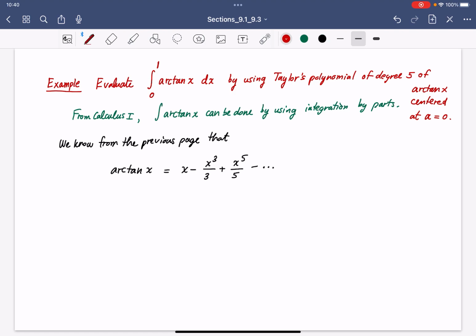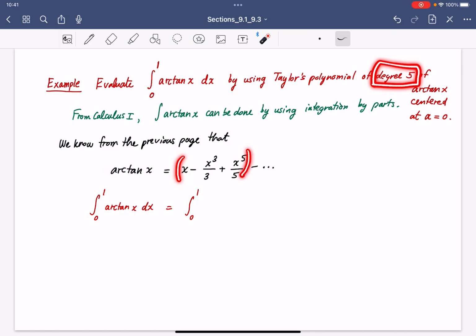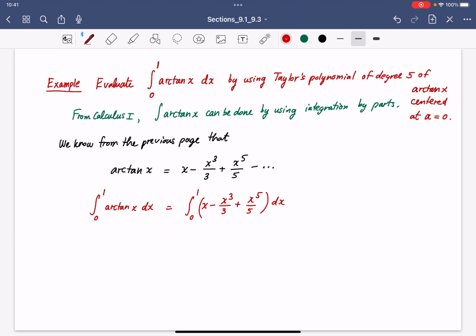And then if you want to integrate arctan x dx from 0 to 1, you can just integrate the right hand side, which is easier. So integrate 0 to 1. But the question says you cut at degree 5, so it means you only pick these 3 terms. So it's going to be x minus x cubed over 3 plus x to the 5th power over 5, and then dx. You can see that this way you don't have to worry about the integration by parts. The right hand side is a polynomial, and then you can integrate it.